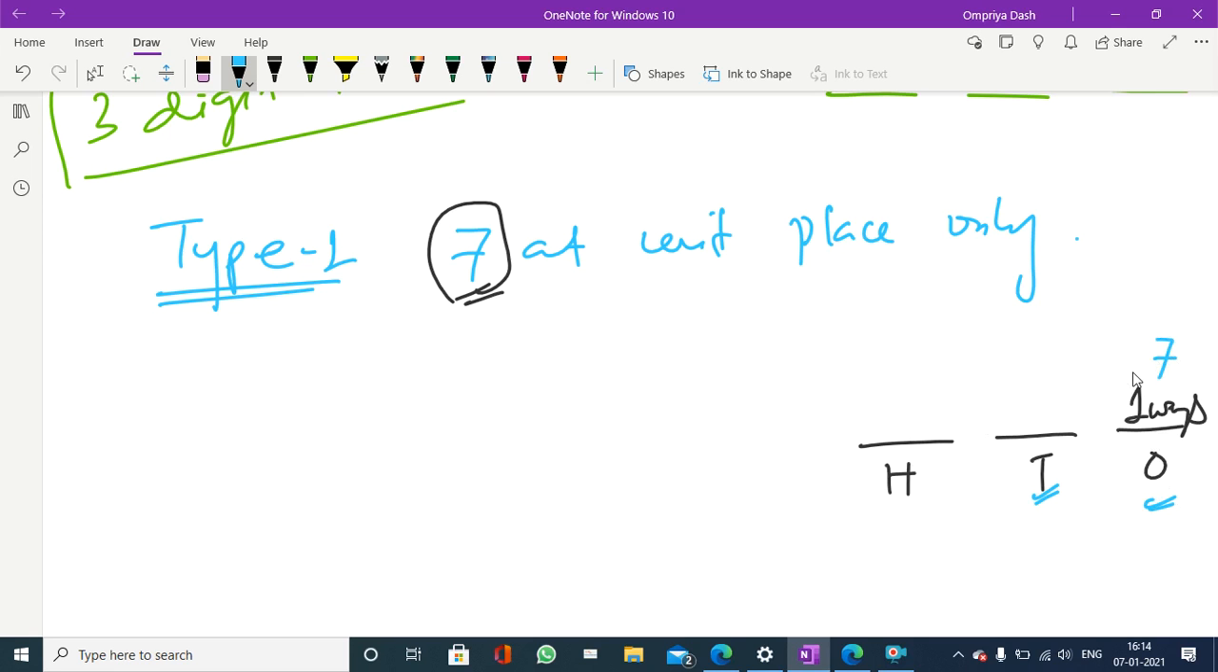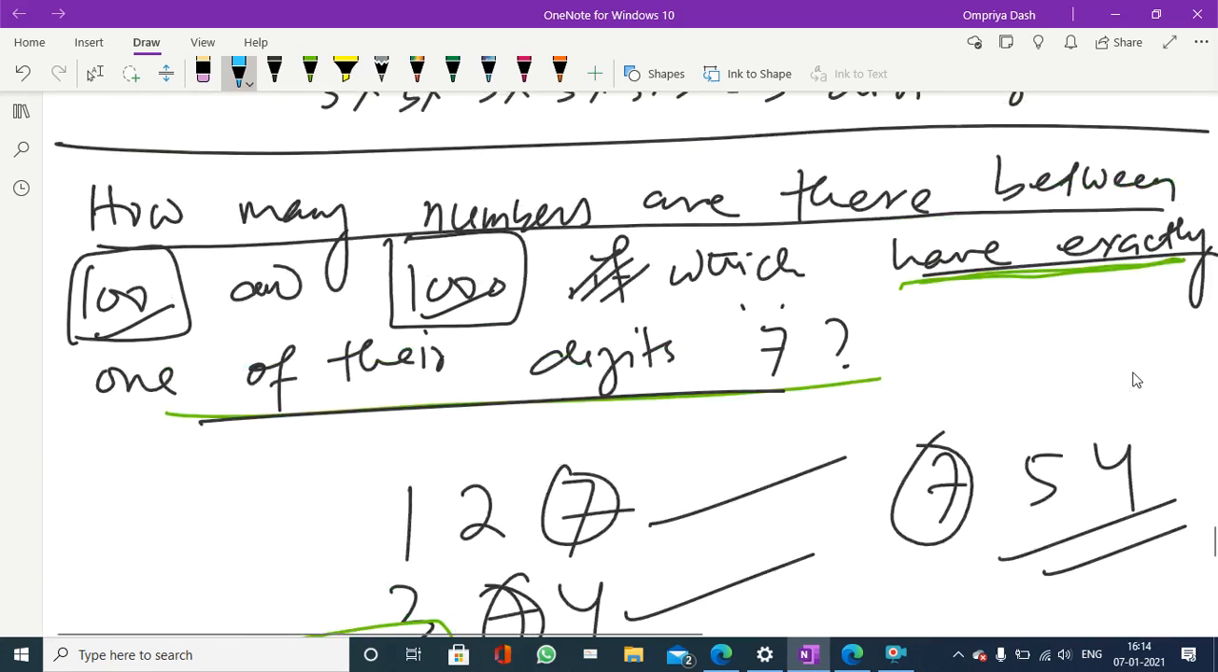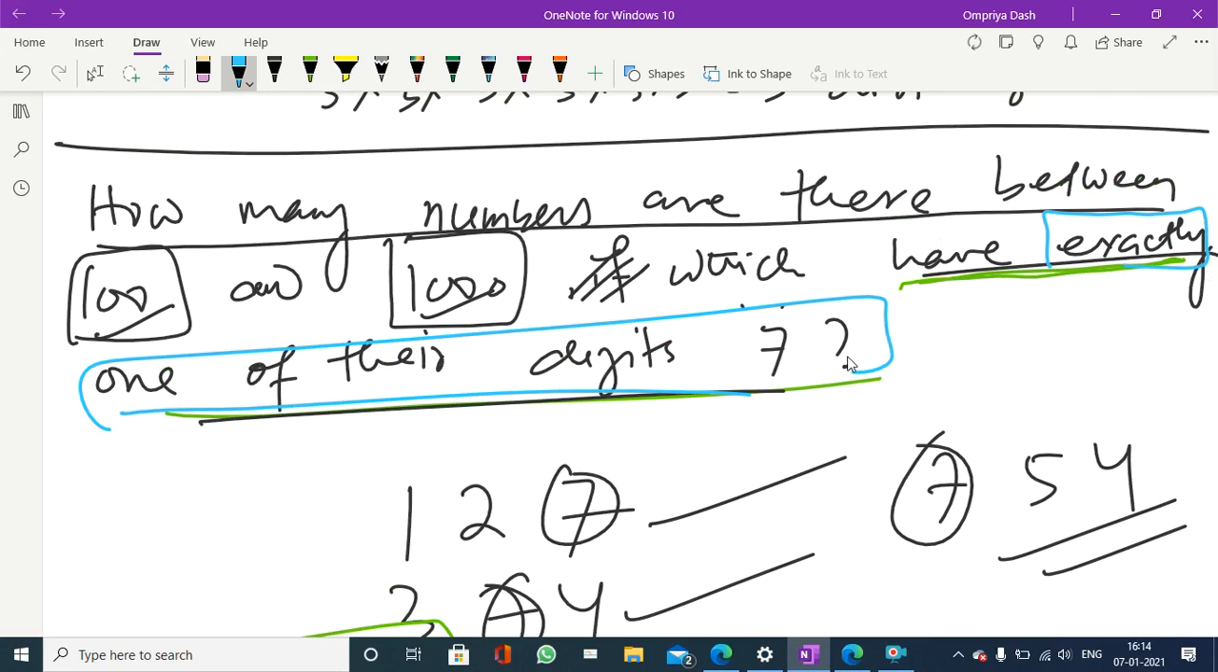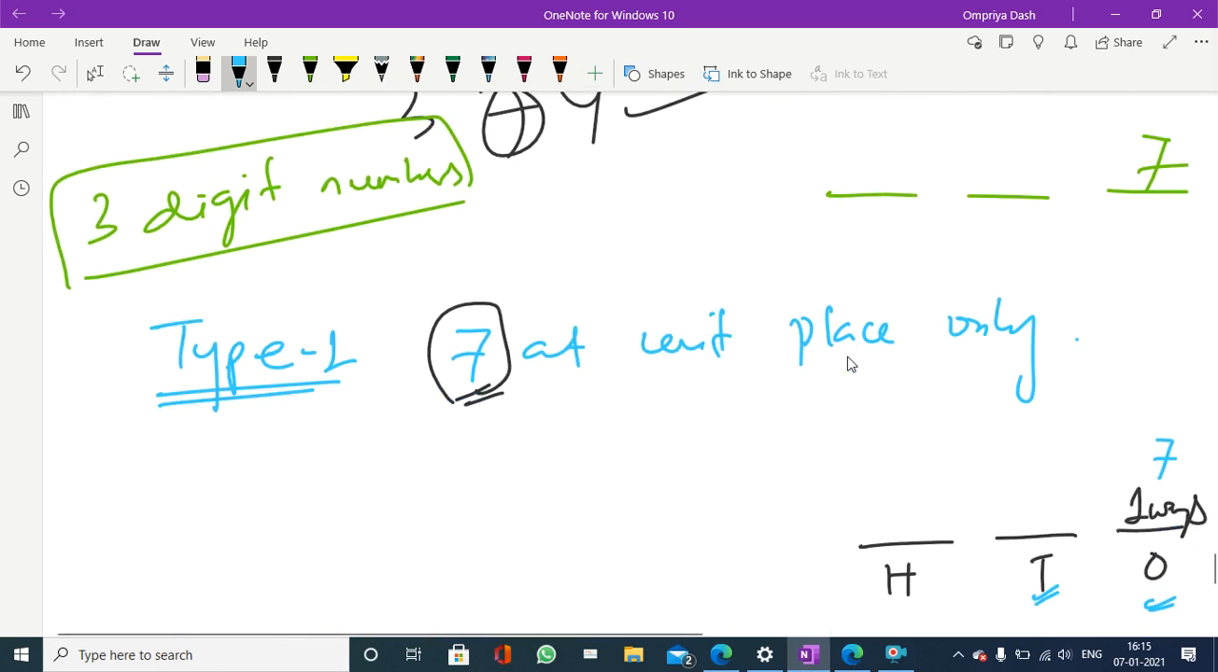But the question didn't say that we can't repeat 7. It said having 7 in exactly one place is fine. Exactly one of the digits is 7. Do you understand the meaning of the word exactly? Exactly one of the digits is 7. So 7 you have put here. You can't put 7 here or here. So the tens place can be filled in 9 different ways, isn't it?